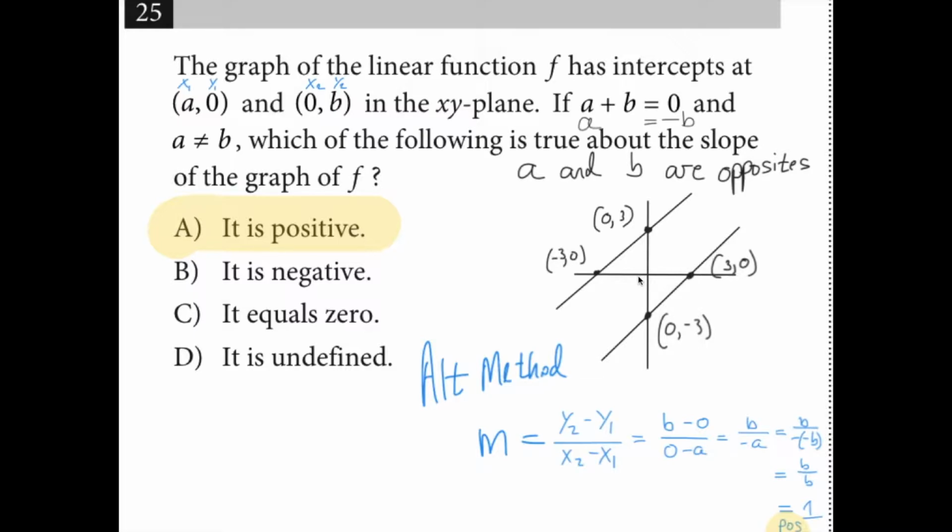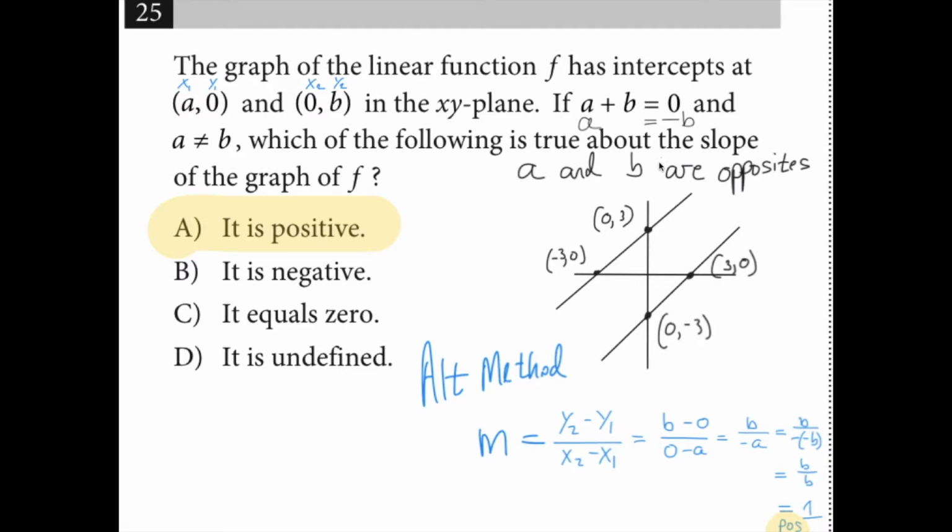That's a very graphical way of figuring out what the answer is. That's how I initially figured it out, but you might be more equation oriented. So the formula for slope is y2 minus y1 over x2 minus x1. And you actually have real points that you can plug into the slope formula. Here they are: b minus 0 over 0 minus a. So when you simplify that, getting rid of the zeros, you just get b over negative a.